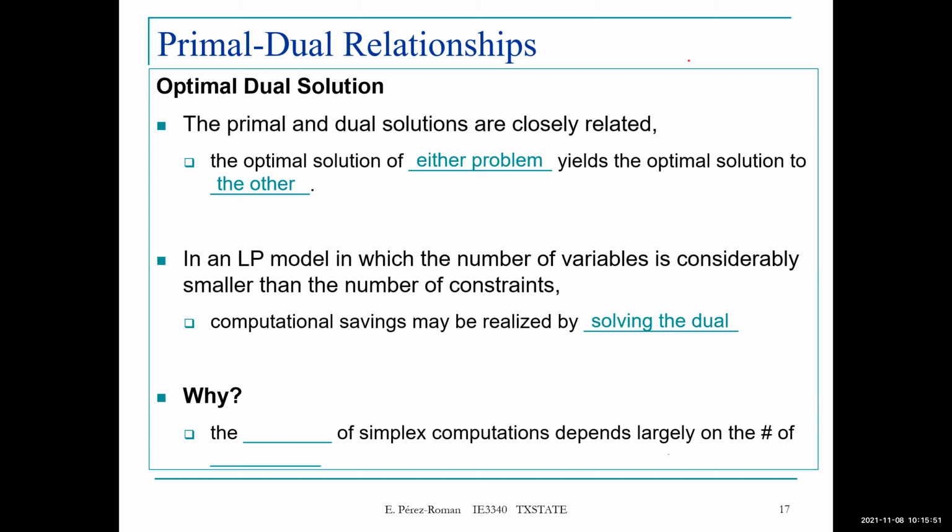So if you have a problem that is computationally challenging, and it's taking you an hour or 2 hours to be solved, solving the dual may save you some time in terms of computational solution time. So solving the dual may be an alternative for you to get a solution faster. Why is that? The amount of simplex computations depends largely on the number of constraints. So if you have too many constraints, then it will take you longer to solve the problem, even with a computer. If you can reduce the number of constraints by formulating the dual, then you can save some computational time.